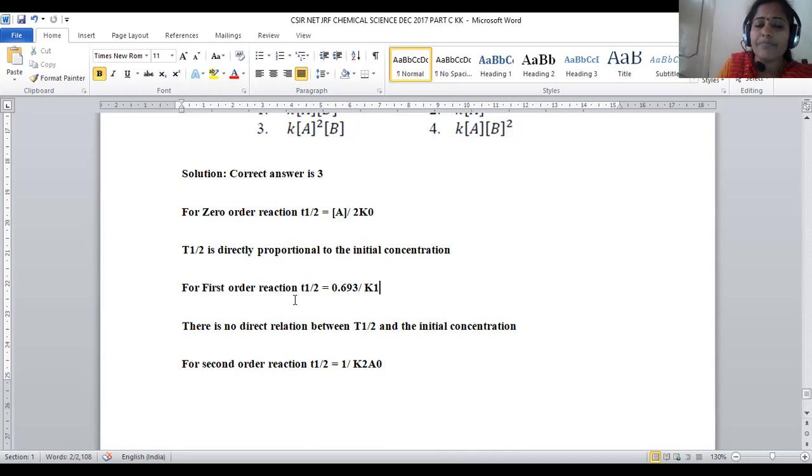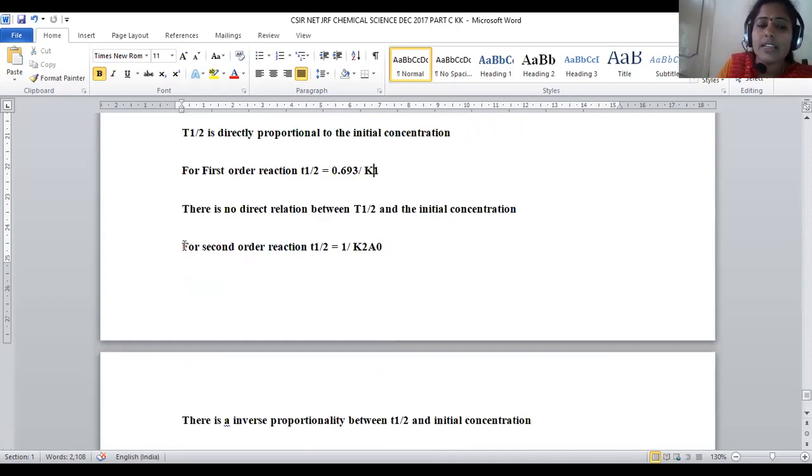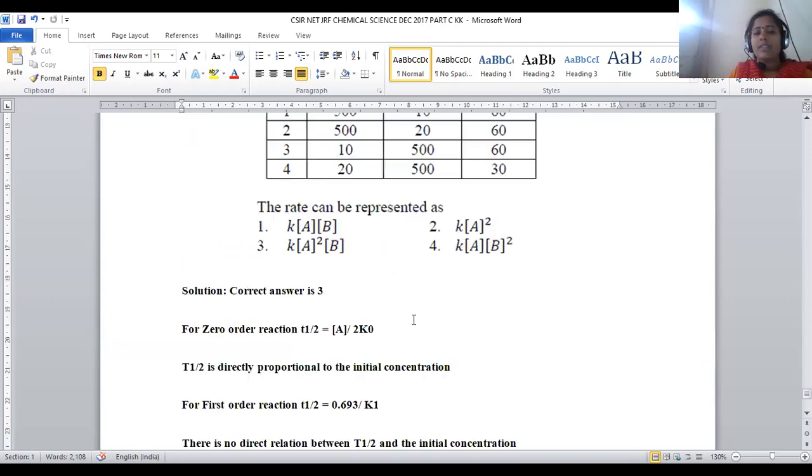When we see first order kinetics, T half is given by 0.693 by K1. This indicates that T half is independent of initial concentration. There is no direct relation. Let us go with second order. T half is given by 1 by K into A naught. T half is inversely proportional to initial concentration of reactant, because it is in the denominator, right?